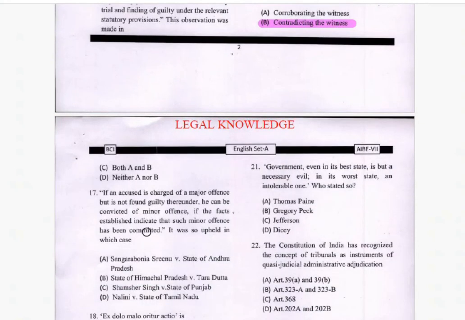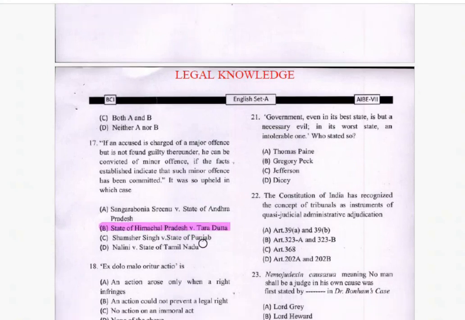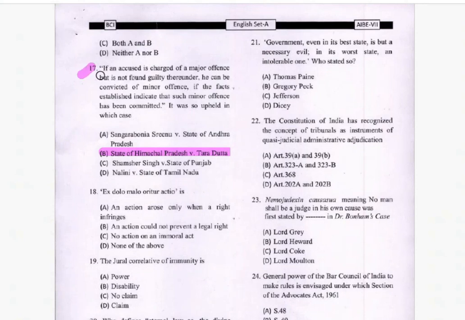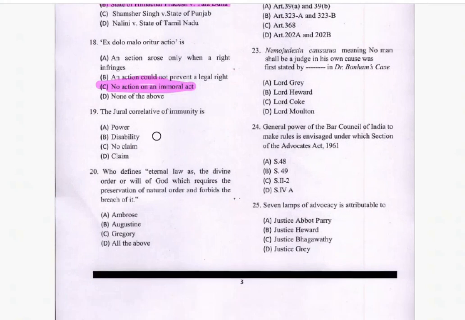But if an accused is charged of a major offense but is not found guilty thereunder, he can be convicted of a minor offense if the facts established indicate that such minor offense has been committed. This was held in the case of State of Himachal Pradesh versus Tara Dutt. This is also a repeat question. Ex dolo malo non oritur actio is no action on an immoral act. The jural correlative of immunity is disability.